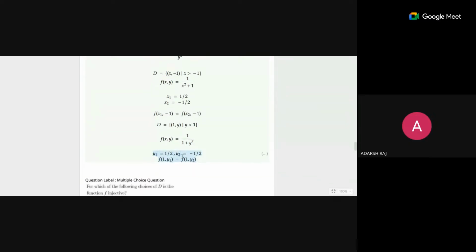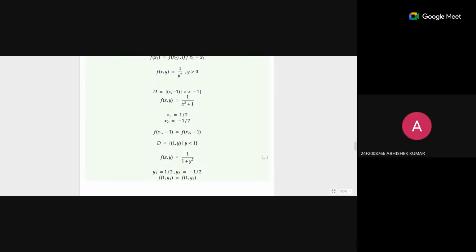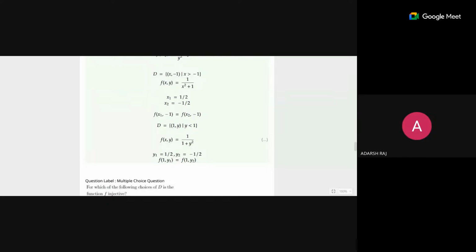Sir, basically, by the definition of injective, for every unique value of x and y, we get a unique value, right? Yes. But here it contradicts, which means two inputs have the same output, right? Yes, yes.